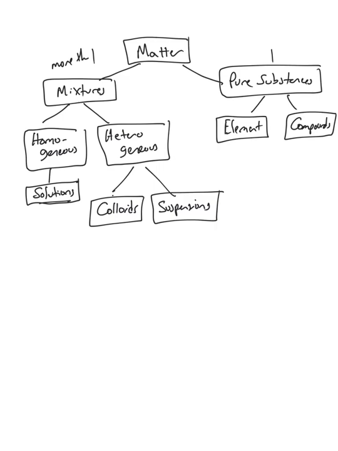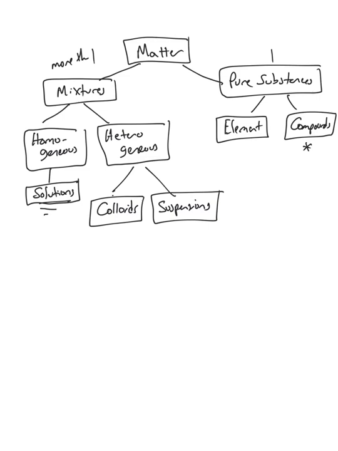So again, what we cannot do with a compound is separate it by physical means. We can only separate a compound by chemical means. And an element is already the smallest part. It already is down to its atomic size. All right. Mixtures can be either homogeneous or heterogeneous.